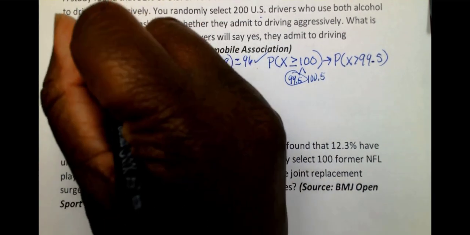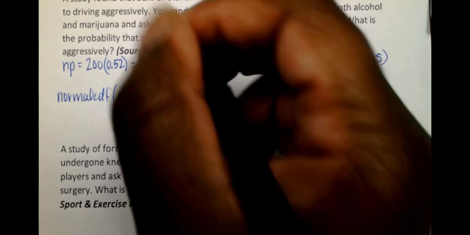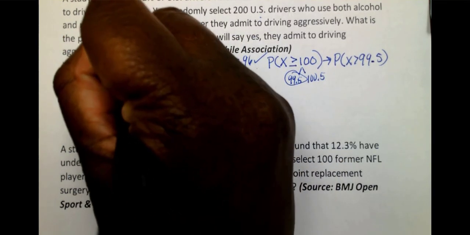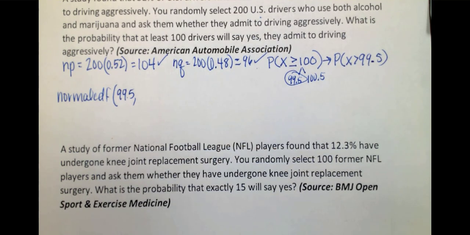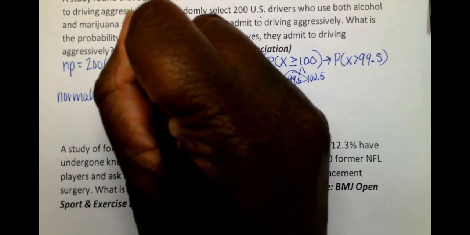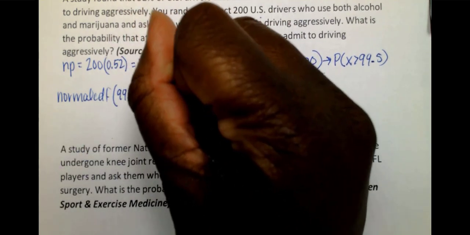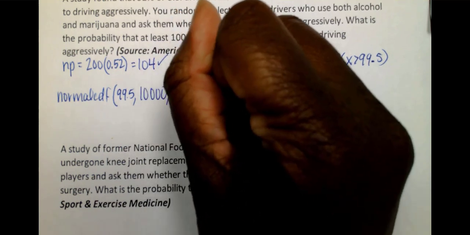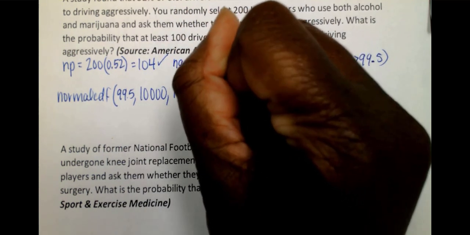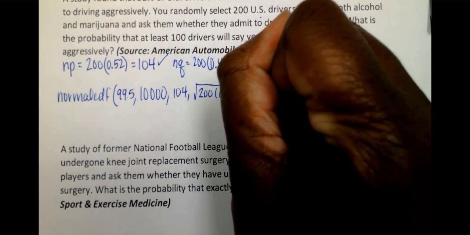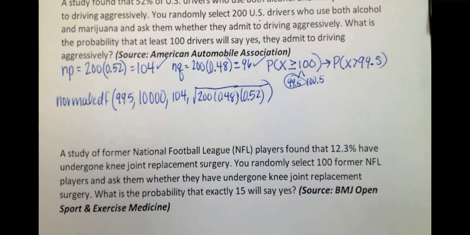We got normal CDF greater than means that this is the smallest number. Then we got our 10,000, our mean of 104, and then our standard deviation. I don't know why I keep writing this backwards. It's fine. Multiplication is commutative, so it doesn't matter.